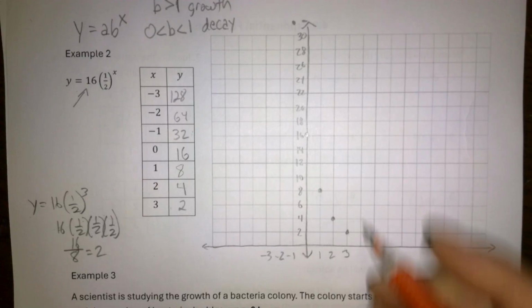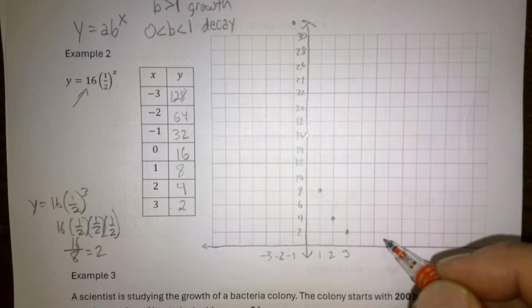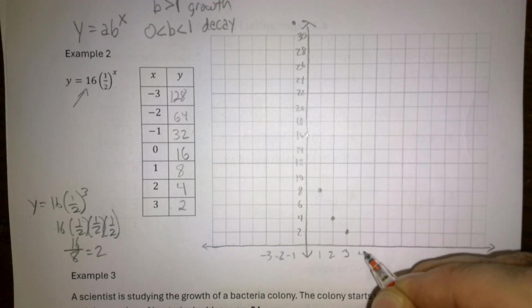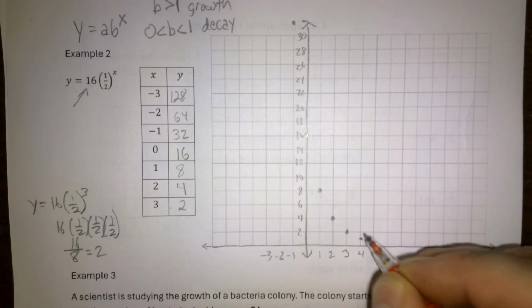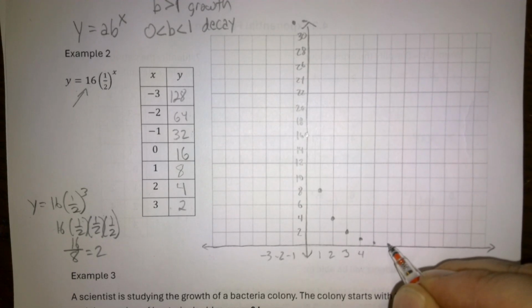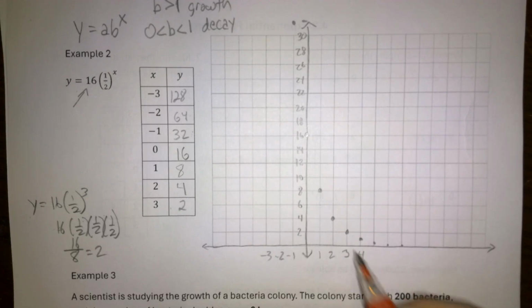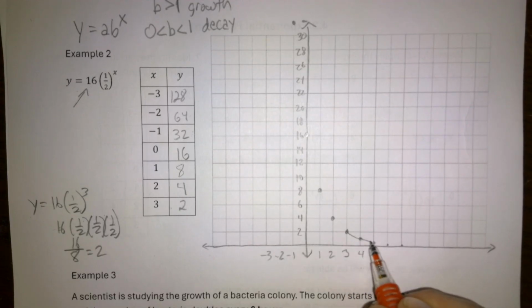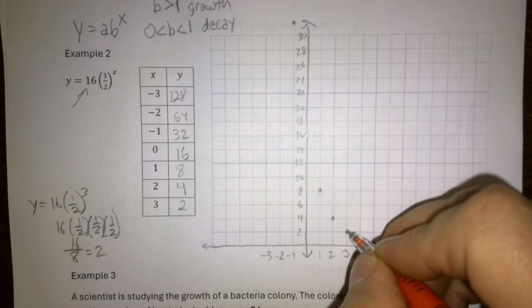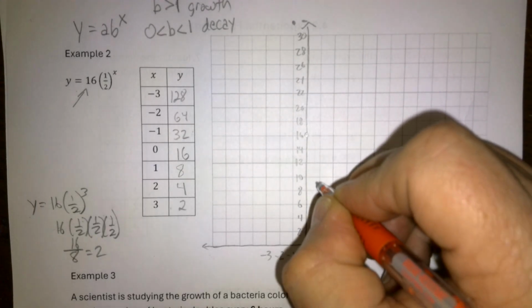Now what happens here? As we continue to go this way, the value should continue to cut in half. So at 4, I should get a 1. Right, that's 2, so 1's here. And at 5, it should drop to 1/2, and then 1/4, then 1/8. So this graph will kind of approach 0 here as we go down. I'm going to continue this one up.